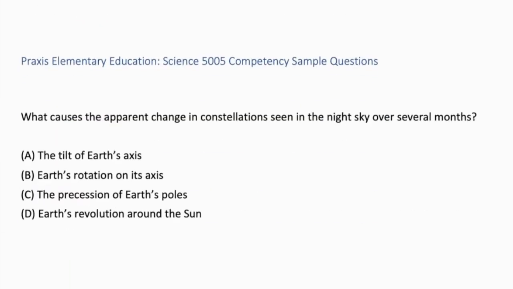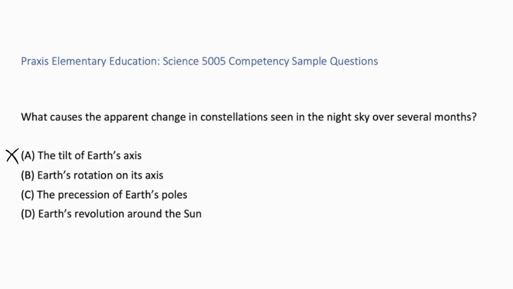What causes the apparent change in constellations seen in the night sky over several months? A. The tilt of the Earth's axis. B. Earth's rotation on its axis. C. The precession of Earth's poles. Or D. Earth's revolution around the sun.